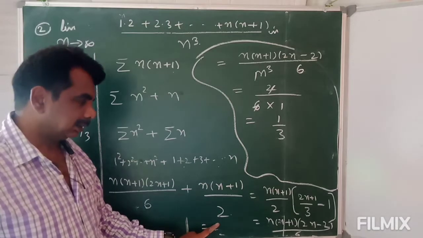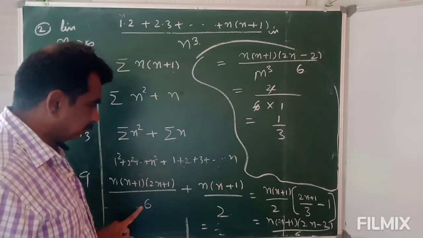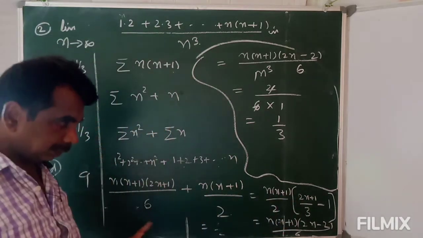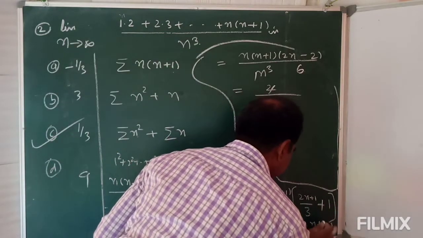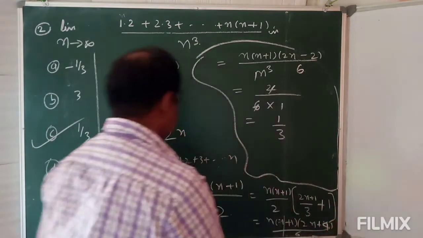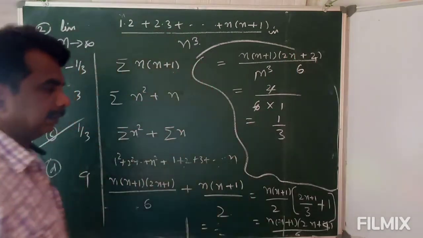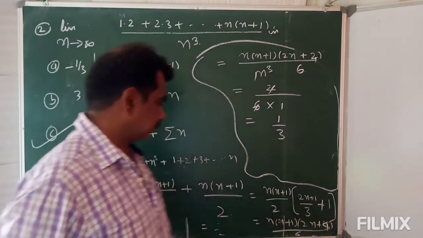Understand? n into n plus 1 by 2 is the common factor. Remaining 2n plus 1 by 3 plus 1. This is plus 4, sorry, not minus, plus 4. No problem. 3 plus 1 is plus 4.